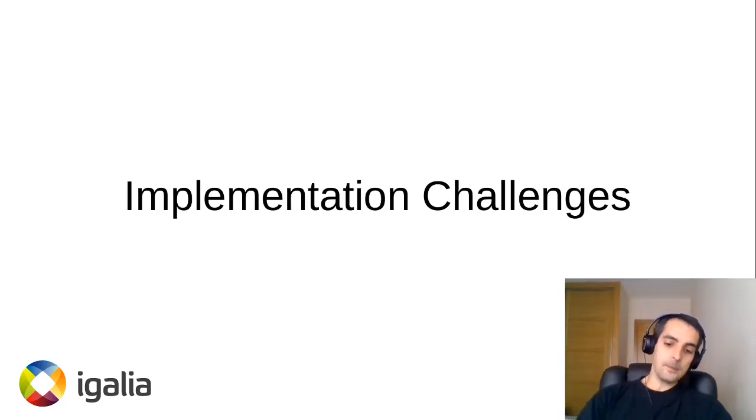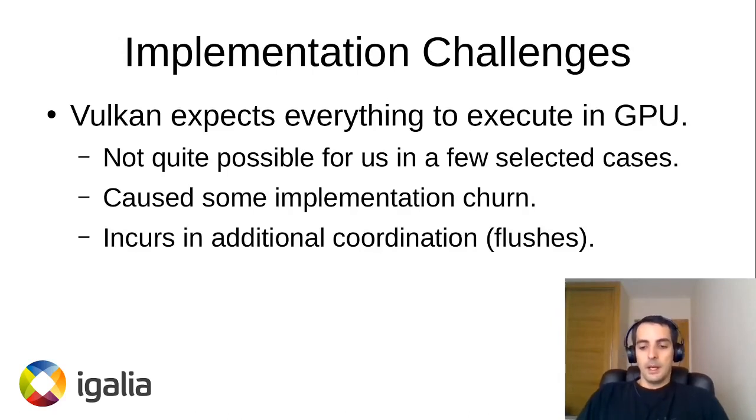So, a little about the implementation changes that we found while working on the driver. One of the first things is that Vulkan expects everything to be executed on the GPU in order to make the most of the GPU. But for our case, this is not quite possible in some cases. That means that you need to implement some churn and you need to add some coordination, and usually that coordination means that you need to do some flushes that in the end mean some waits.